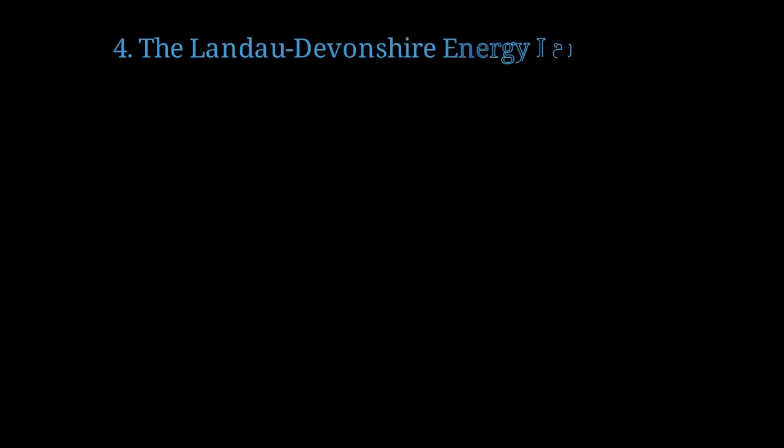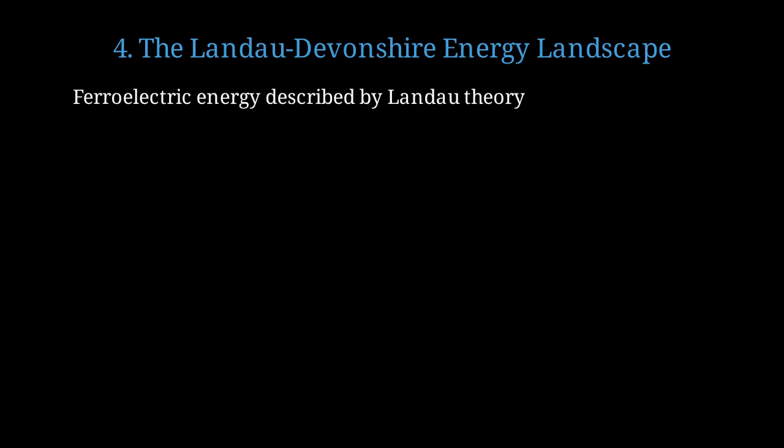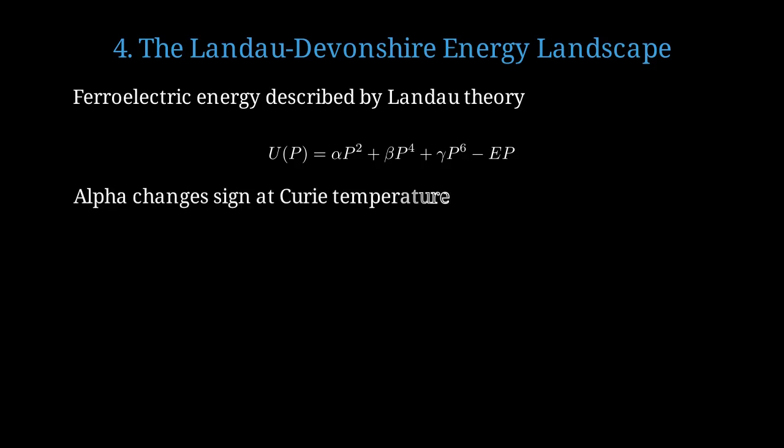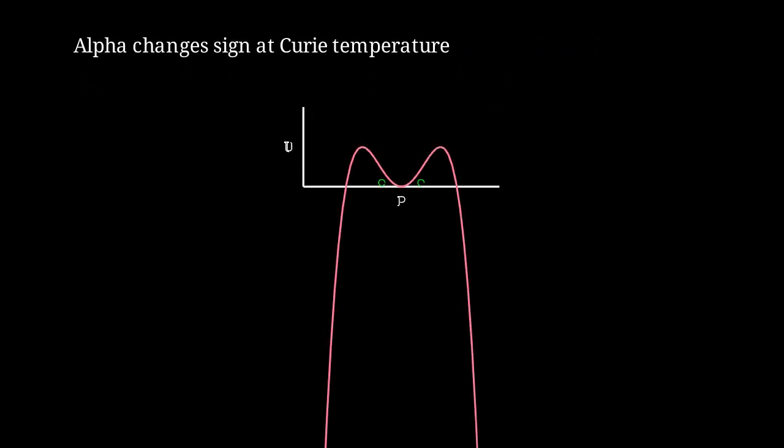To understand negative capacitance, we need to examine the free energy landscape of ferroelectrics. The thermodynamic behavior of ferroelectrics is described by Landau-Devonshire phenomenological theory. The free energy U of P equals alpha P squared plus beta P to the fourth plus gamma P to the sixth minus E times P. The coefficient alpha changes sign at the Curie temperature, driving the ferroelectric phase transition. This double well potential shows two stable polarization states, corresponding to up and down polarization in the ferroelectric.